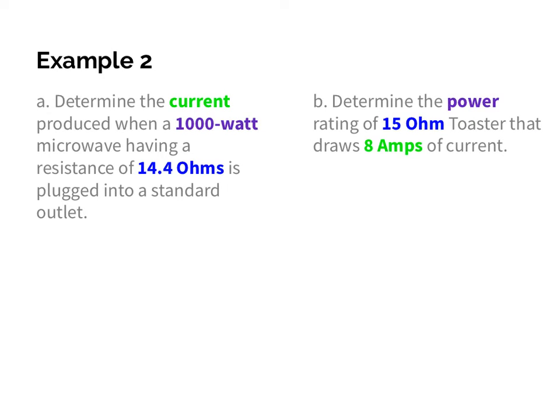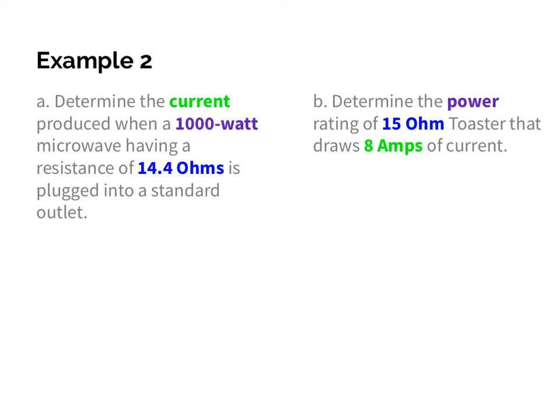So now I want to look at the same thing. Let's say that I have a 1,000 watt microwave that's plugged into a standard source and it has a resistance of 14.4 ohms. What is going to be the current that it produces? It's very similar to what we did in the first example, except in this case I'm not giving you the voltage, I'm giving you the resistance of that object.